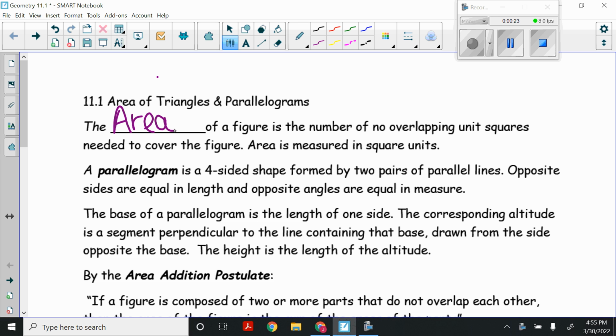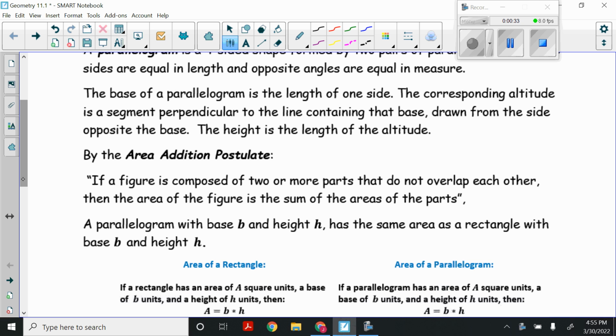A parallelogram is a four-sided shape formed by two pairs of parallel lines. Opposite sides are equal in length and opposite angles are equal in measure. The base of a parallelogram is the length of one side. The corresponding altitude is a segment perpendicular to the line containing that base, drawn from the side opposite the base. Height is the length of the altitude. Recall that altitude must be perpendicular to the base.